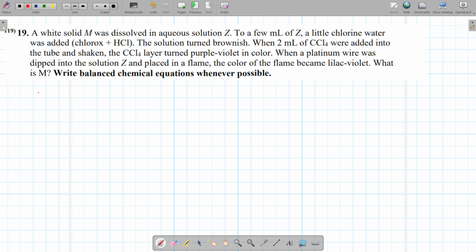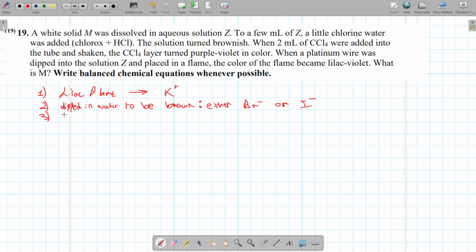They're saying the first thing is to write down the steps. First, say it's a lilac color, lilac flame. That means it's K plus. And then, when we said it was dipped in water to become brown, you say either Br minus or I minus. Then you say it turned purple in CCl4. In CCl4, that means it's I minus.